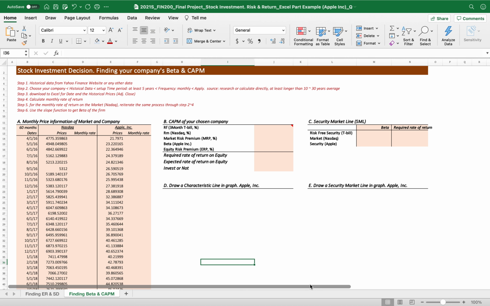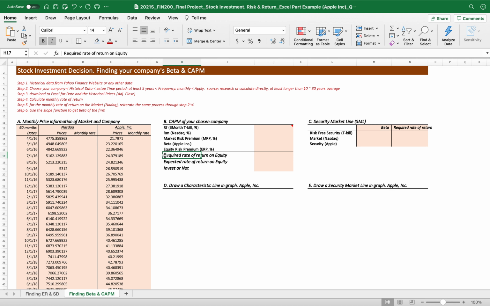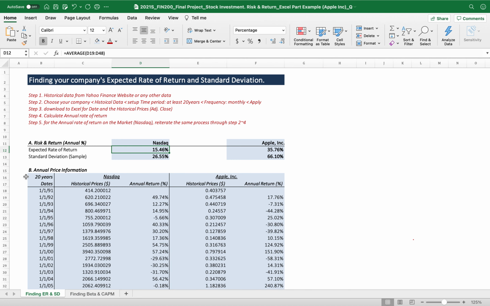Then let's continue. Start investment decision, finding your company's beta and CAPM. At the end of the day, we will determine whether to invest in this stock or not, by comparing the required rate of return and the expected rate of return. The expected rate of return is the return on an annual basis we already calculated. So for Apple, the expected rate of return is 35.76%.